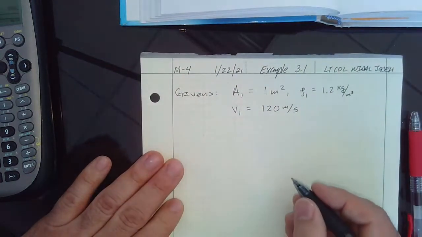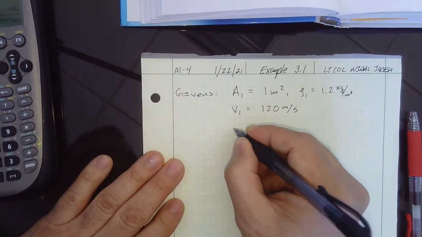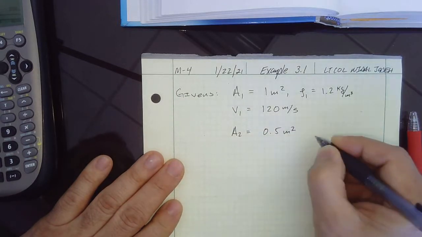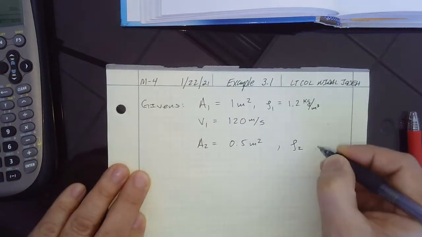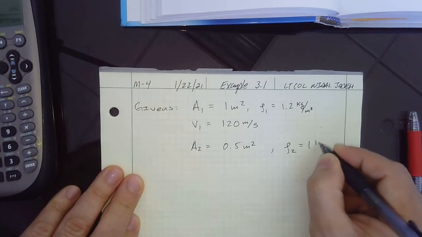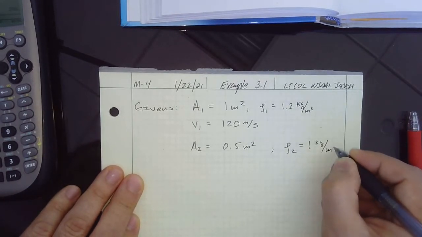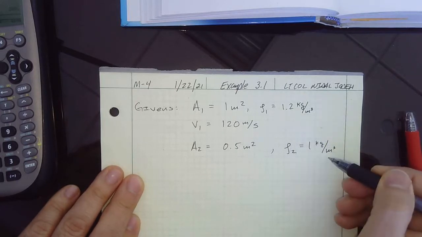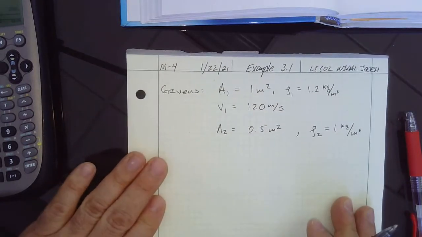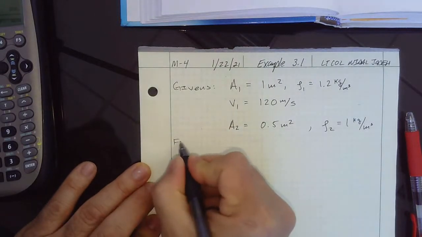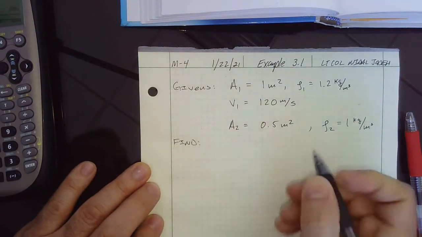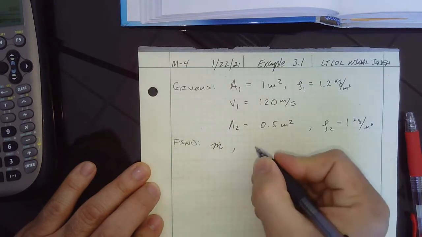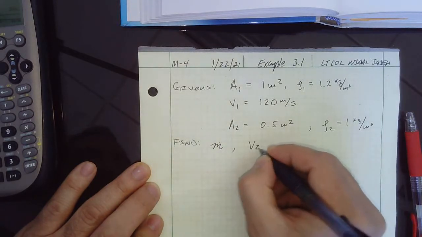It's also telling me that I have some information at the other station. Area at station 2 is 0.5 meters squared, and the density at station 2 is 1 kilogram per meter cubed, right? Density is mass in a volume, stuff in a box. That's how I remember it. Okay, what am I asked to find? Well, in the problem statement, you're asked to find the mass flow rate, m dot, and the velocity at station 2.